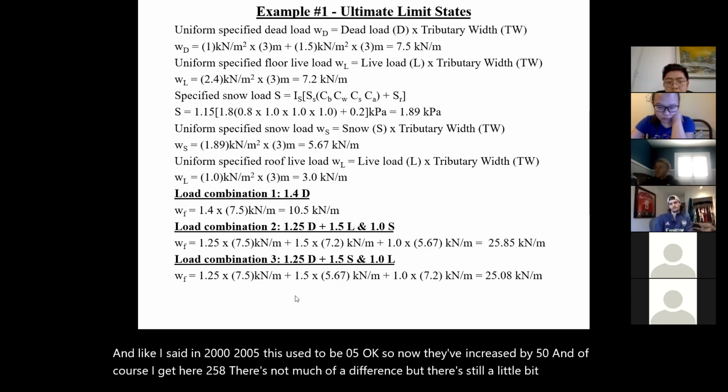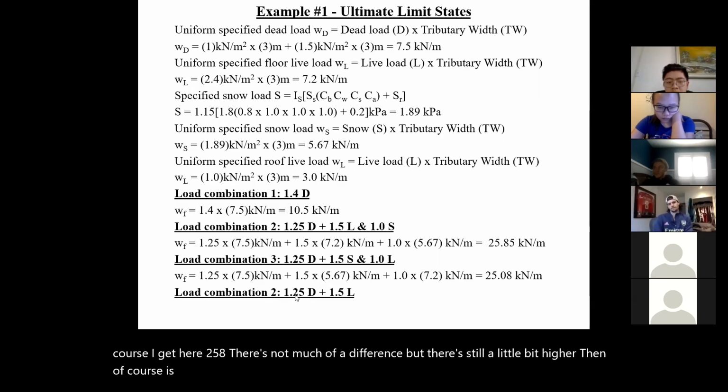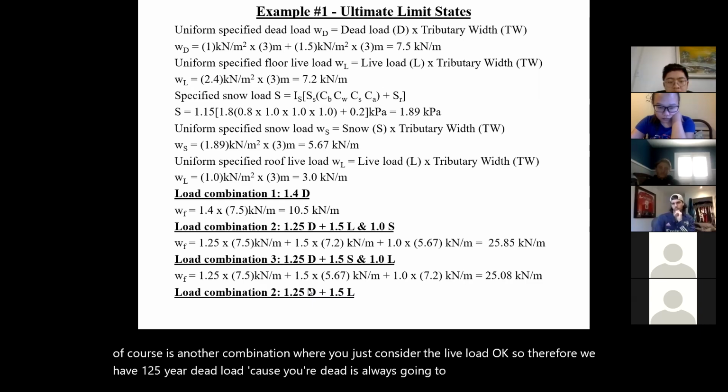Then, of course, there's another combination where you just consider the live load, okay? So therefore, you have 1.25 times your dead load, because your dead load is always going to be there. It's just depending on the combinations of your variable loads.